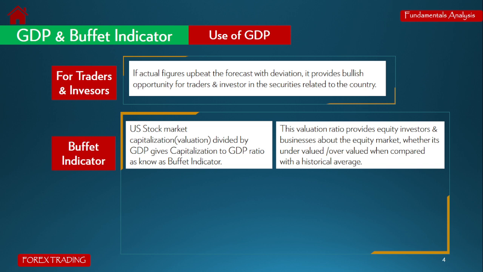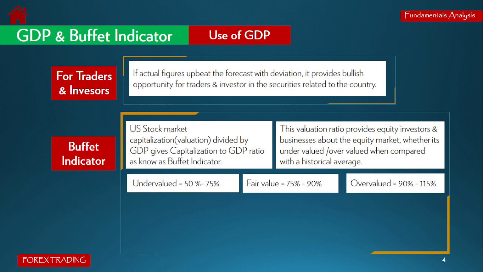We determine the Buffett Indicator as US stock market capitalization or valuation divided by GDP. It gives us the capitalization to GDP ratio, which is also known as the Buffett Indicator. And this valuation ratio tells equity investors and businesses whether the equity market is undervalued or overvalued when compared with the historical average of data.